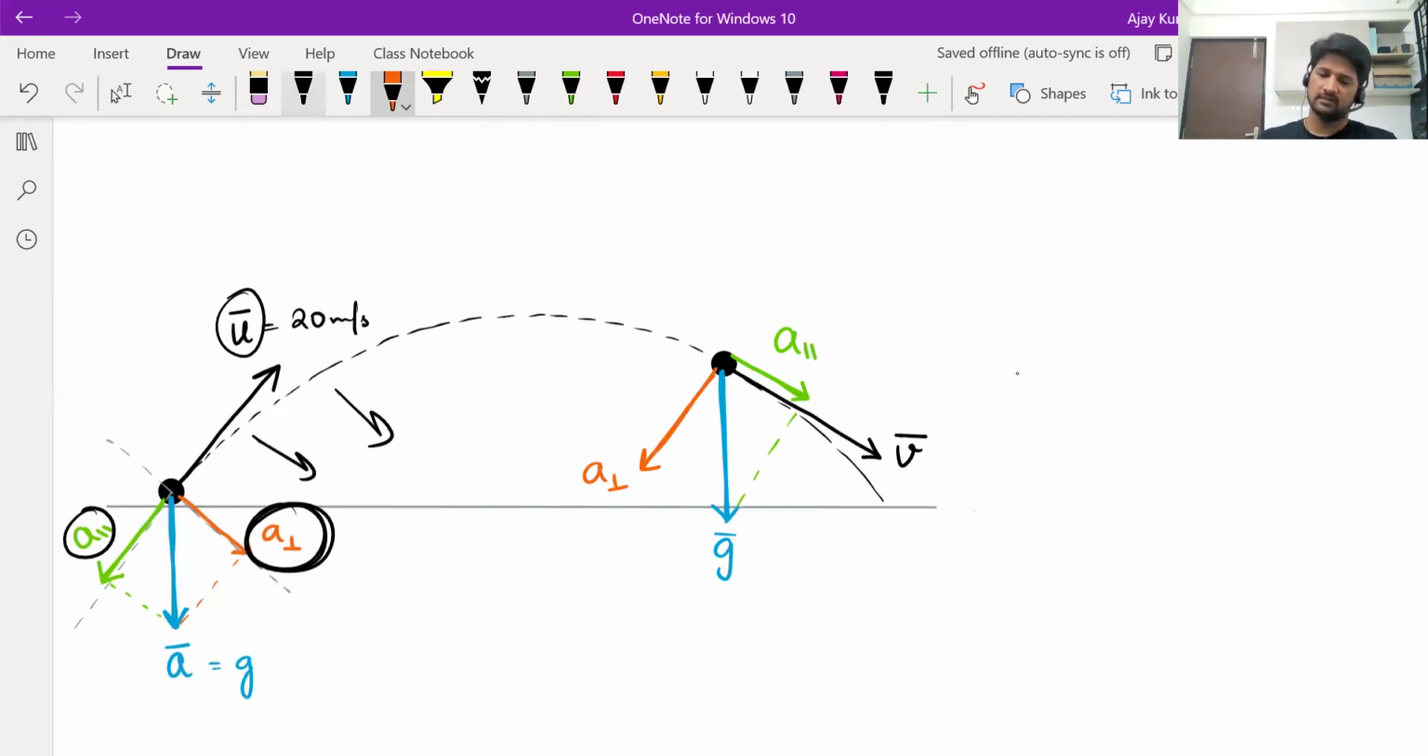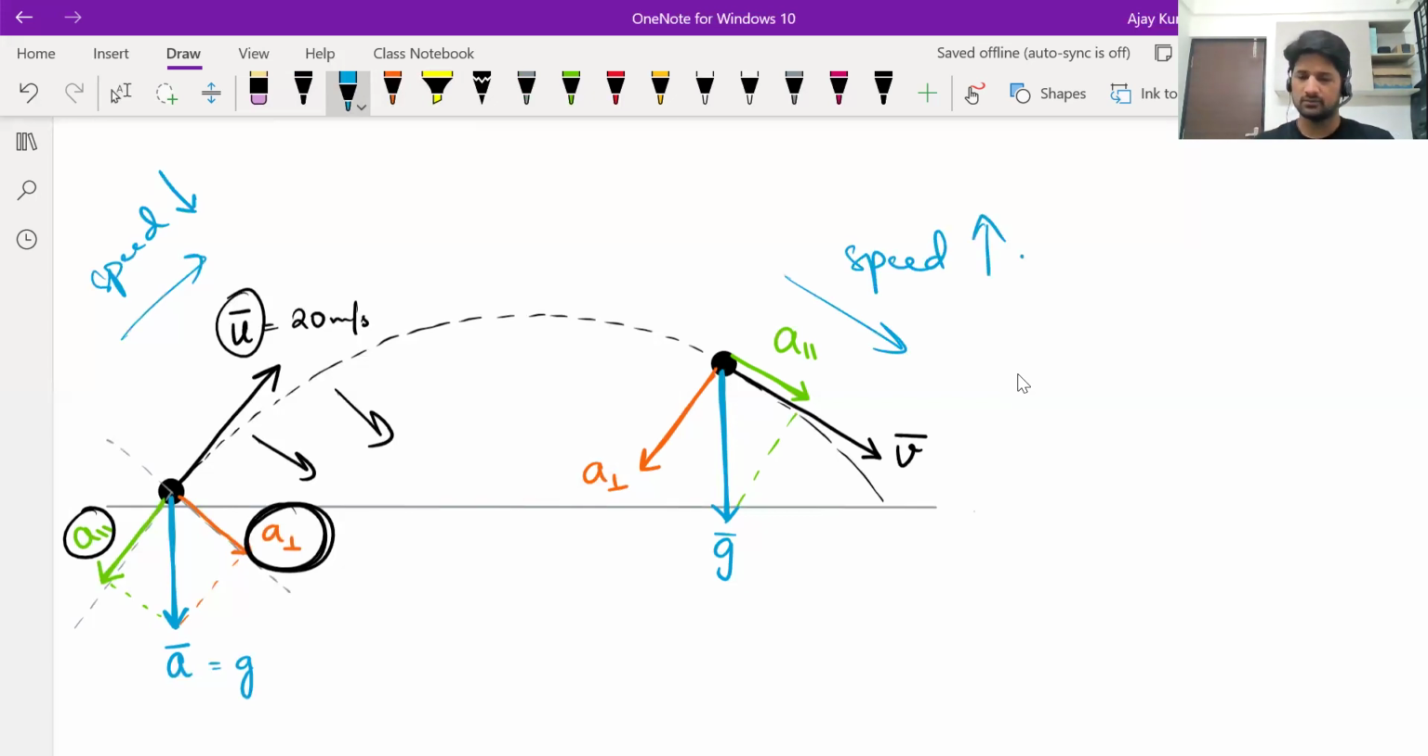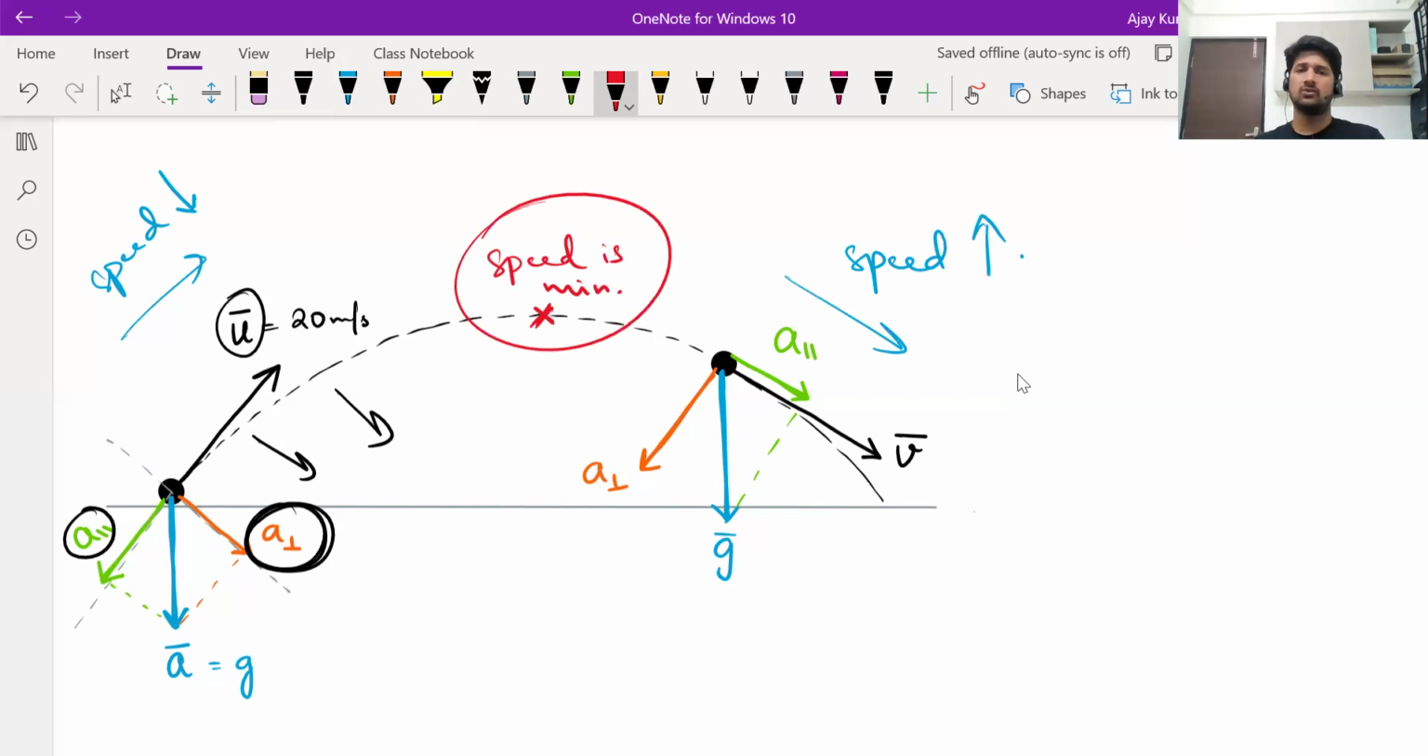So during ascent, the speed decreases, and during descent, the speed increases. So needless to say, you can be sure that at the topmost point, the speed is minimum. Why? Because till then the speed decreased, after that it increases, so at that point it should be minimum. So this is where the object will be moving the slowest. Anyway, we'll discuss all this in the next class: motion under gravity in 2 dimensions.